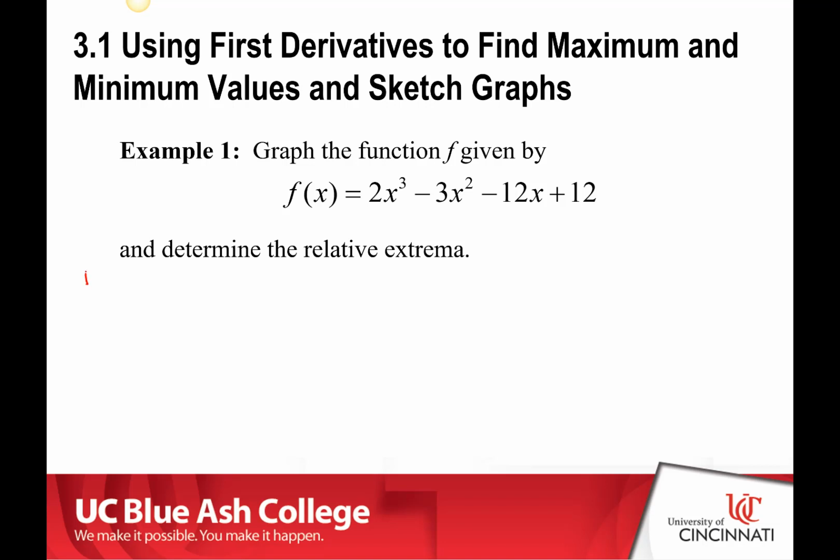First step is compute the derivative. When we compute the derivative, we're going to get 6x squared minus 6x minus 12 equals 0. And I'm thinking this should look familiar from the other day, right?